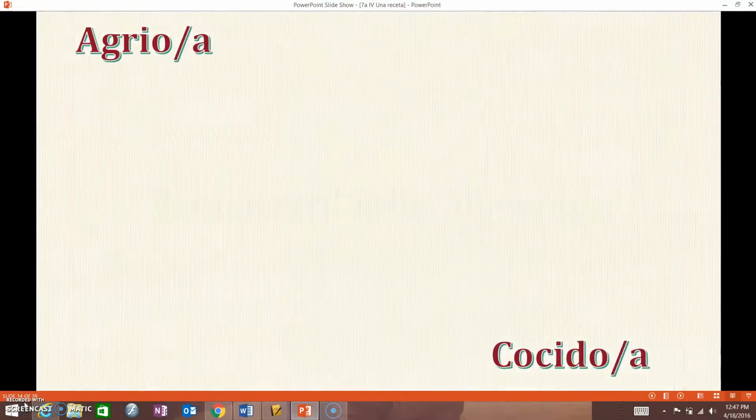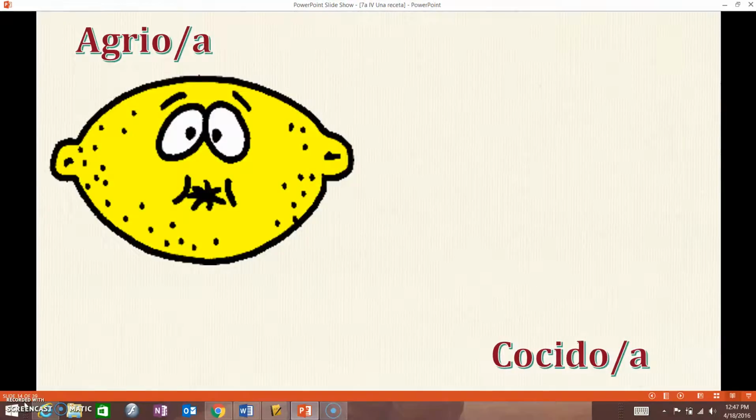Por ejemplo, agrio. Un limón es agrio. Agrio, bitter. A lemon is bitter. All the time a lemon is bitter, so you would use ser. If you had a bite of a piece of pizza and it tasted bitter at that particular moment, you would use estar because bitter is not a word that you would normally use to describe pizza. So, el limón es agrio.